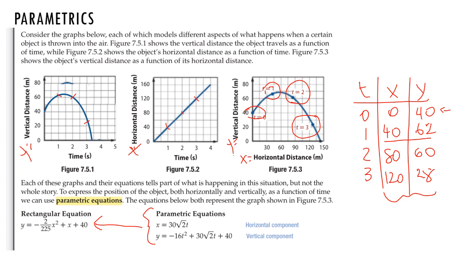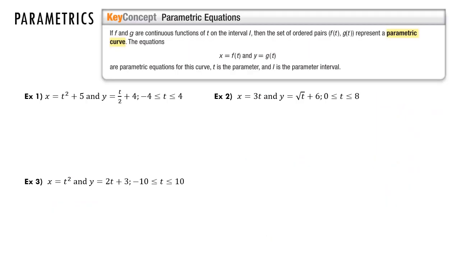Where is the ball? How high is it? And how far is it at this point in time? And we do this for a lot of different things. A couple of examples. First, I'll go ahead and give you the definition.